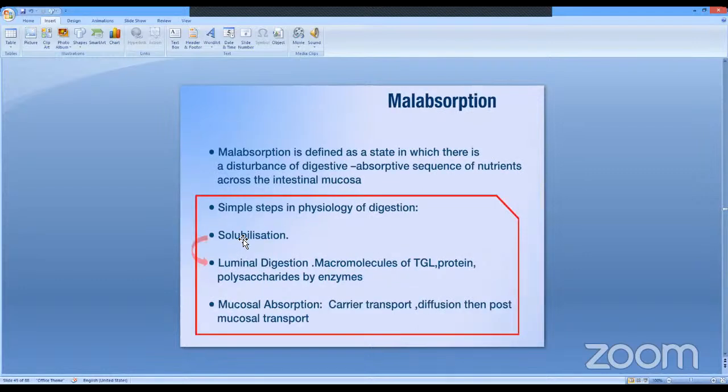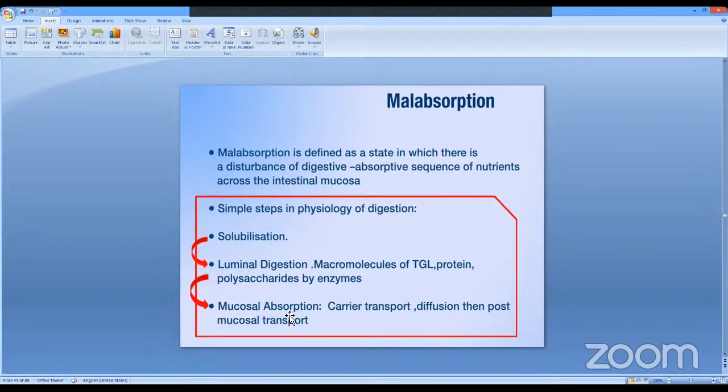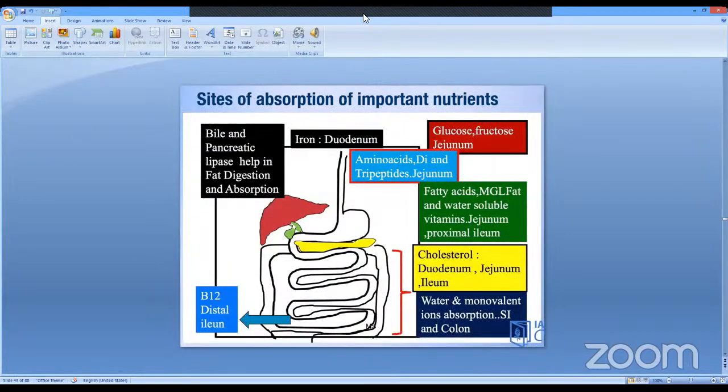So this is solubilization, then luminal digestion, then mucosal absorption, and absorption is mediated by some carrier, or diffusion, then post-mucosal transport. Anywhere there may be a defect. So before going into detailed discussion, we should remember the site of absorption of the different ingredients of the food.